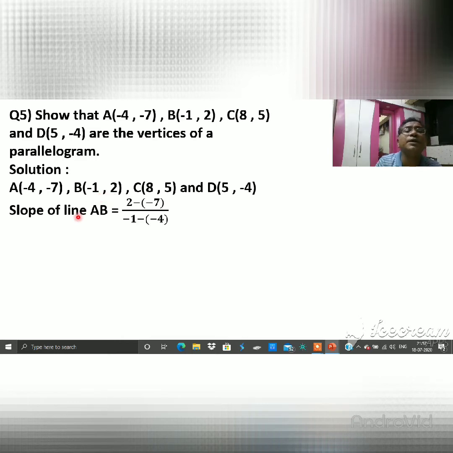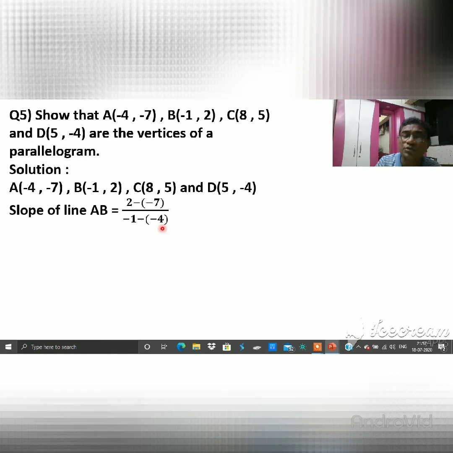So the slope of line formula is y2 minus y1. So what is y2? y2 is 2, minus what is y1? y1 is -7. So I write here -7. Okay, then x2, what is x2? -1. So I write here -1 minus x1, what is x1? -4.